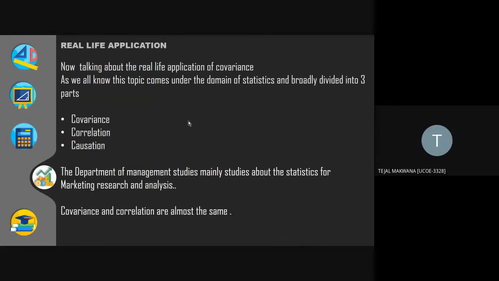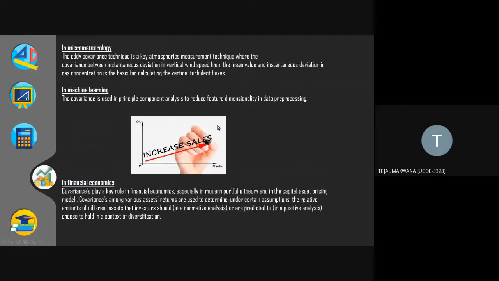Now talking about the real life application of covariance, as we all know, this topic comes under the domain of statistics and is broadly divided into three parts: covariance, correlation, and causation. The Department of Management Studies mainly studies statistics for marketing and research and analysis purposes. Covariance and correlation are almost the same. One of the differences is that covariance shows the direction and correlation tells us about the degree of relationship between the variables.